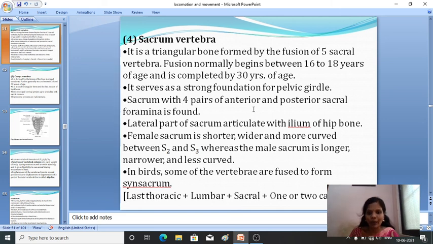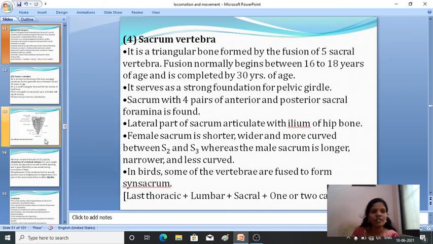In the sacrum, 4 pairs of anterior and posterior sacral foramina are found. Here you can find the 4 sacral foramina. Then the lateral part of the sacrum articulates with the ilium, the hip bone. In females, the sacrum is shorter, wider and more curved between S2 and S3.